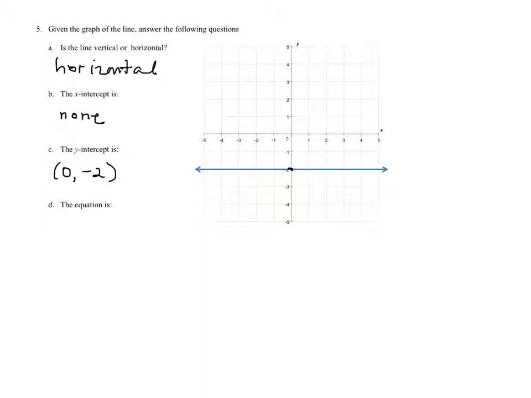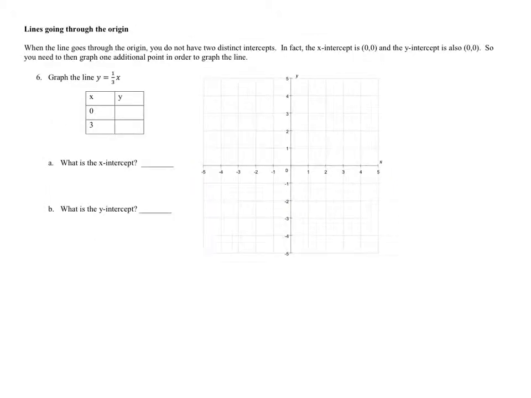Now what's the equation? Well, if you think about it, every single point on this line has a y value of negative 2. So y is equal to negative 2. Again, we really don't care what x is in this line, but consistently across the board, y is negative 2. There's the equation.